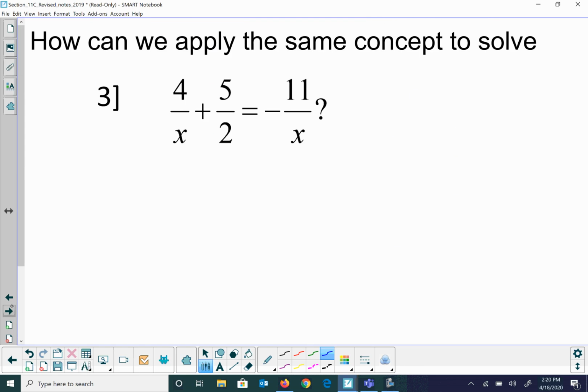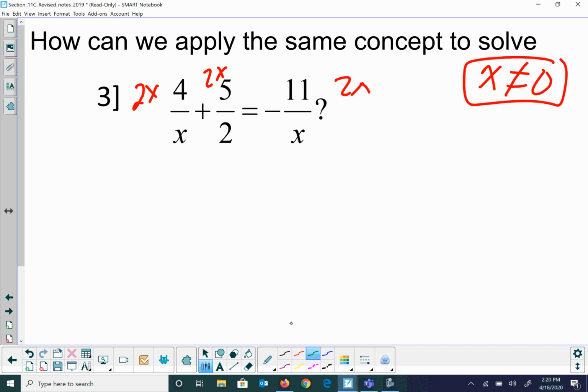All right, so what about this one? Same exact concept. Let's clear the denominator. One thing we have to know is that x can't equal 0 on our original problem, because if I plug 0 back in, I would have undefined terms. But I'm going to multiply all three of my terms by 2 and x.